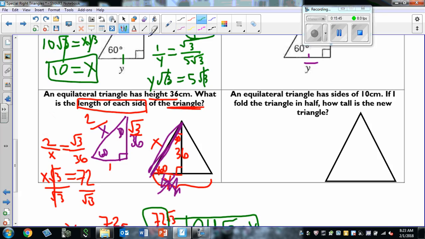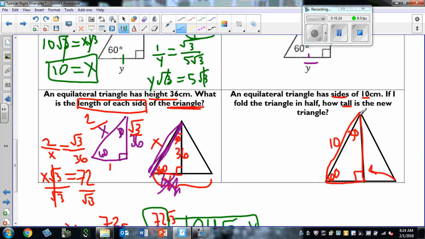Okay, last one. I'm going to go ahead and drop my altitude because otherwise I don't have a 30, 60, 90. In this one, it tells me that the sides of the equilateral are 10. So this is 10. I'm just going to use one side because I want to use this triangle on the left, which again is 90, 60, 30. If I fold the triangle in half, I want to know how tall the new triangle is.